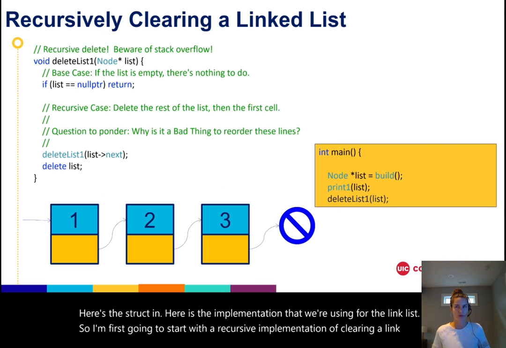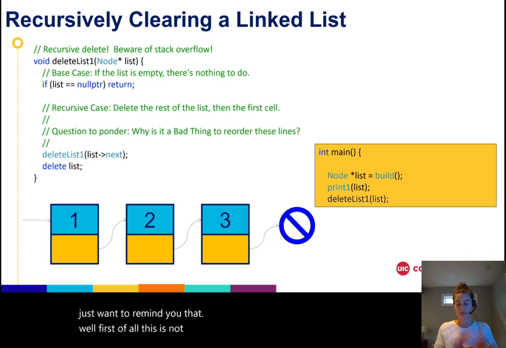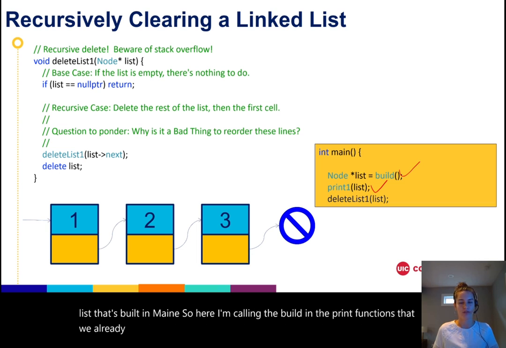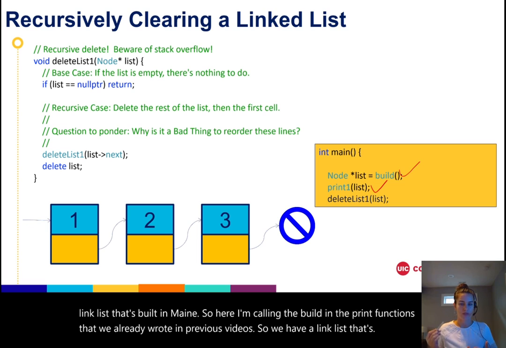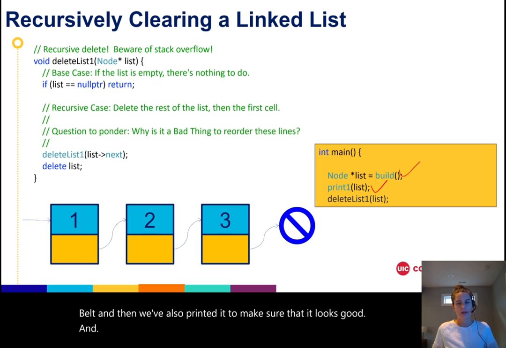I just want to remind you that, well, first of all, this is not using a class, but just writing code that can clear any linked list that's built in main. So here I'm calling the build and the print functions that we already wrote in previous videos. So we have a linked list that's built, and then we've also printed it to make sure that it looks good. And now we're going to delete.